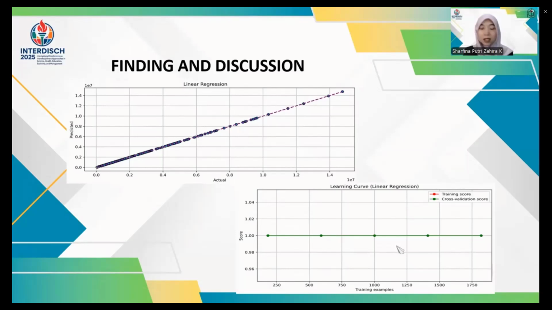And the learning curve. This learning curve plots the training score in the red line and the cross-validation score in the green line against the amount of training data. Both lines appear flat and parallel as the training data increases, showing that the model learns effectively. The training and validation scores are very close, with an R-square value close to 1.0, indicating high accuracy. There is no sign of overfitting or underfitting, which means the linear regression model performs well and generalizes effectively on new data.